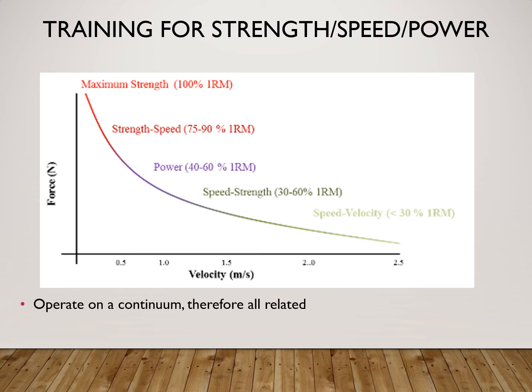And as you can see on this continuum, the relative intensity that we use in our training will depend on where the focus will be. The higher the intensity, the greater the focus on the absolute force, with a lower velocity. As we move along into the power end of the spectrum, we see a more moderate intensity used with a greater focus on speed and movement. Then as we go along to speed strength, speed velocity, again we see a decrease of the intensity that would be used, but a much greater focus on the velocity of movement.